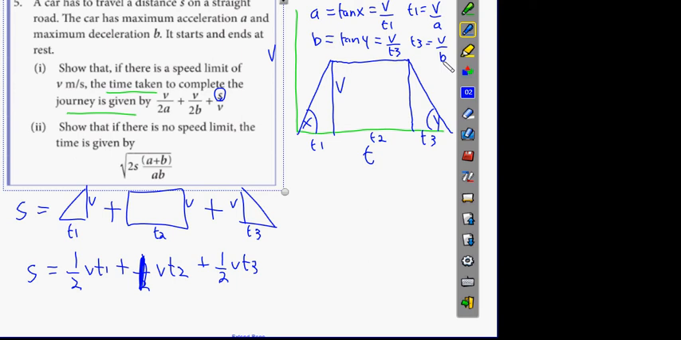Now, so it hasn't really got me anywhere just yet. What I need to find out is the total time taken. The total time taken is T1 plus T2 plus T3. Distance over time taken. So you'll sub in the values for T1 and T3 and then it'll start working out.